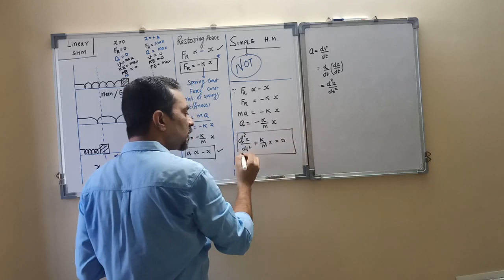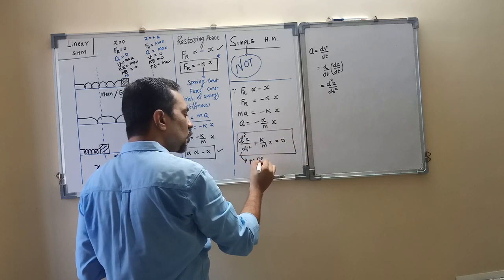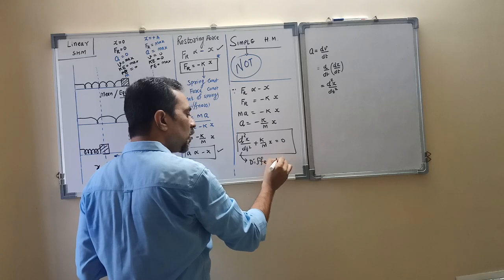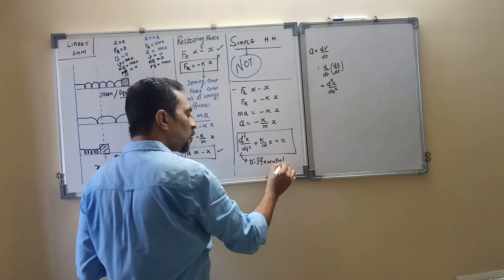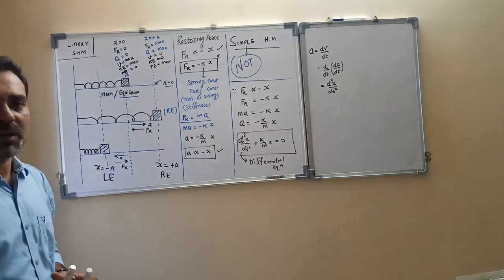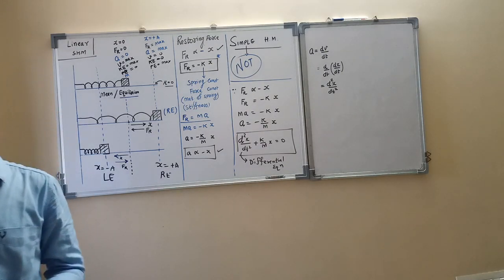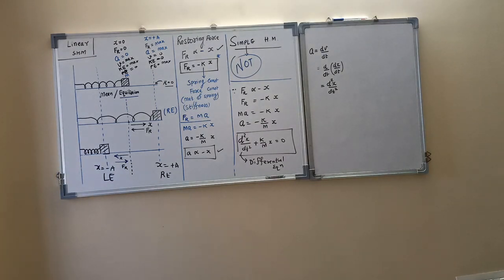This is called differential equation. What is this called? Differential equation of SHM. So this you remember. I will require this but not now. इसको analyze करेंगे बाद में. This is the differential equation of SHM.